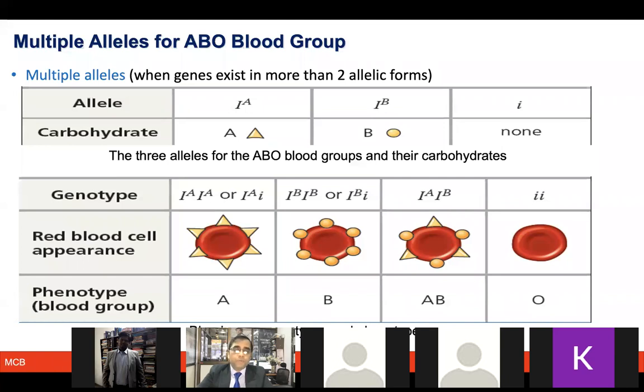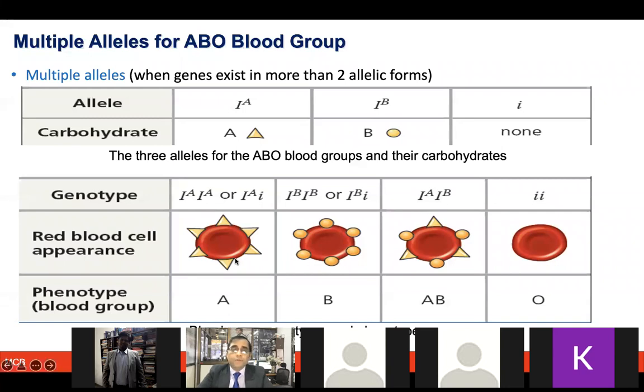However, genotypic wise, how you can look at it: I capital A I capital A or I capital A small i, both of them are going to give rise to A blood group. Likewise, I capital B I capital B or I capital B small i giving rise to B blood group. Both are dominant, I capital A and I capital B, that is giving rise to AB blood group, and when both are absent, you can show them with a small i. Please do try to practice these notations. It is going to be used multiple times for the crossing.